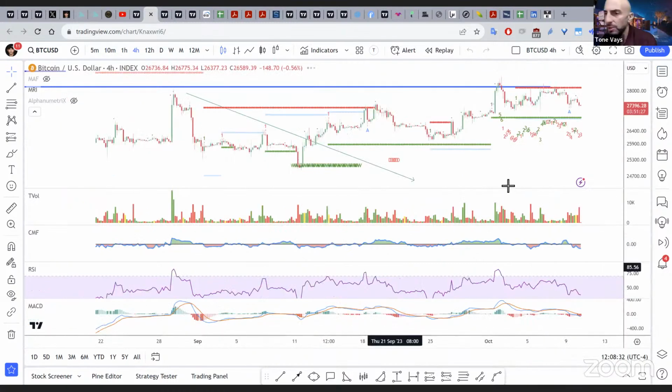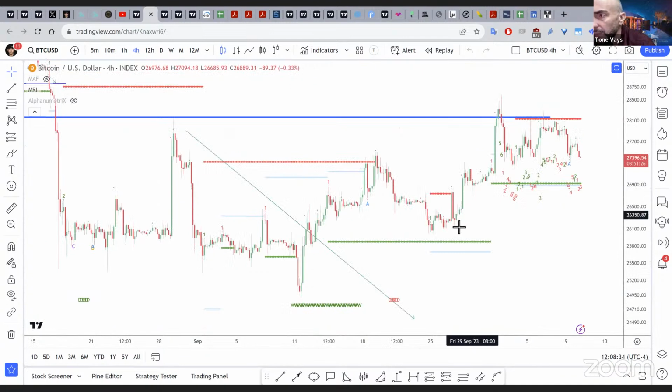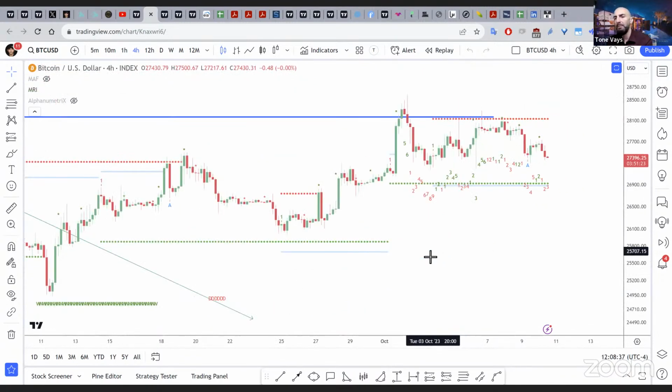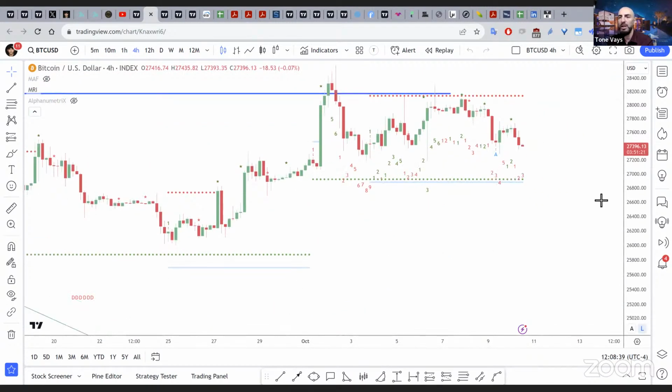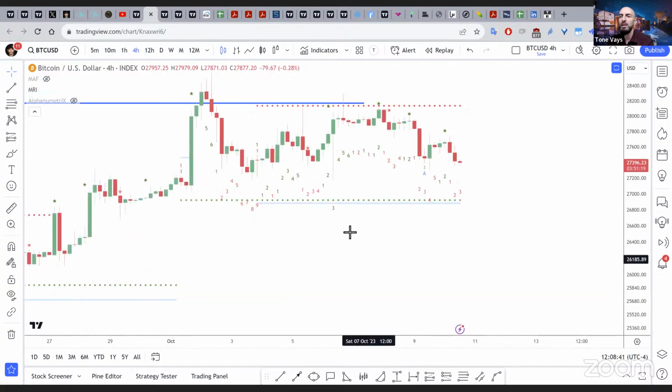I can't believe stocks are doing so well. I've been bullish on stocks. I'm not a gloom and doomer, guys. I'm bullish on stocks. I've been bullish on stocks. I remain bullish on stocks. Short-term chart, just consolidating between two MRI lines.